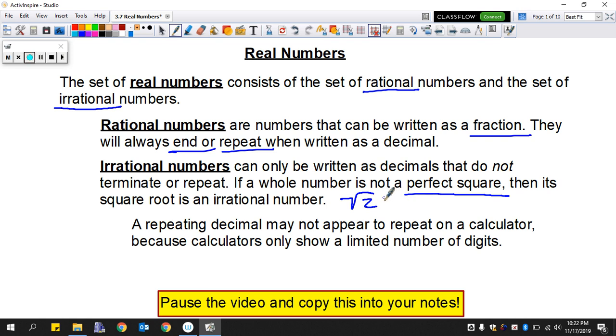And sometimes you can tell this, but sometimes you can't, because if you have a repeating decimal, okay, back here for rational numbers, a repeating decimal might not appear to repeat on a calculator because calculators usually only show a limited number of digits. Like the most digits that most calculators will show is like eight digits, okay, or maybe 10. All right, so pause the video and copy these notes into your notebook.